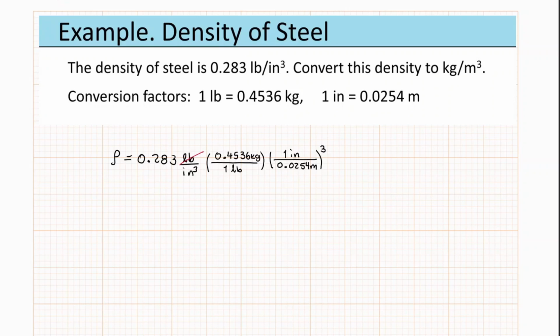So the pounds units cancel, the cubic inches cancel, and after we multiply 0.283 times 0.4536 and divide by 0.0254 cubed, we get the result. So the only units that survive are kilograms divided by meters cubed. And this is the desired density in kilograms per cubic meters.